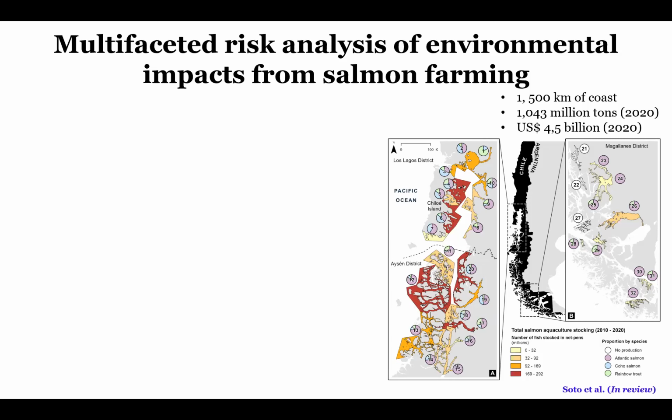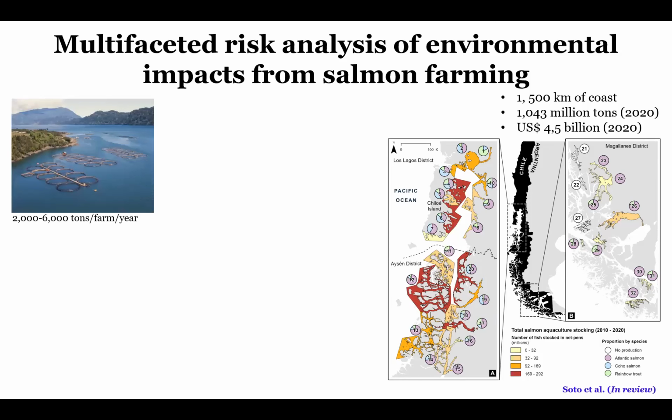So we have an assemblage of species from different origins, all concentrated in net pens in marine systems. These are the productions, and in different areas we have a differentiated production there. You can see an example of a farm, and each of these farms can hold between 2,000 and 6,000 tons every year.